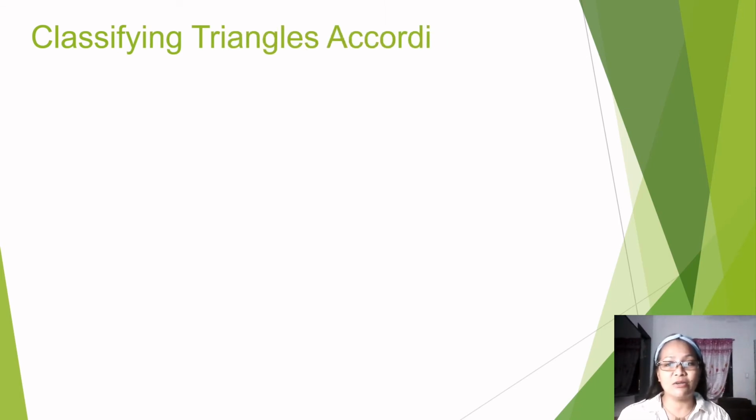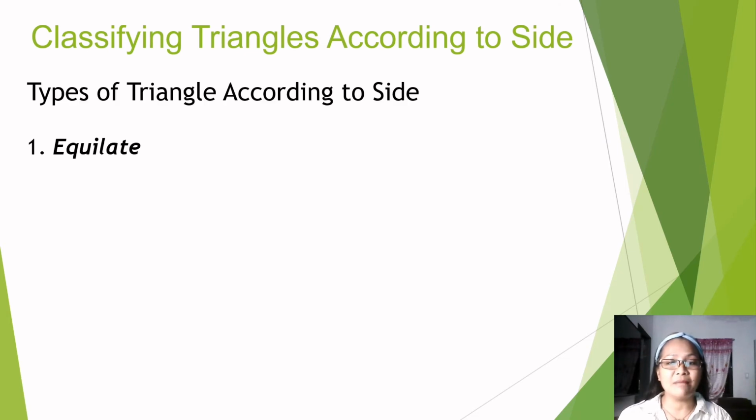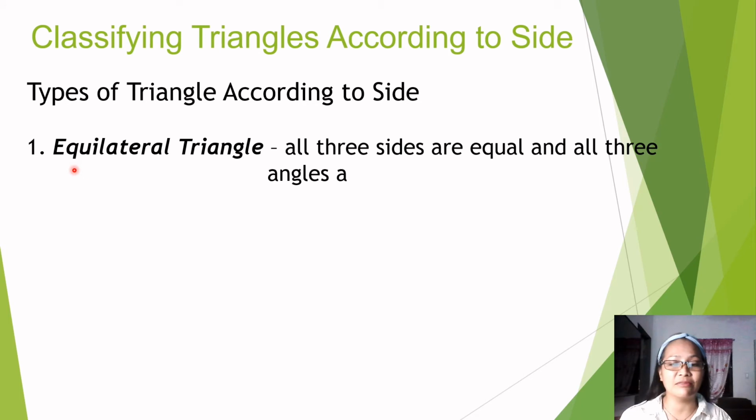Classifying triangles according to sides. If a while ago, according to angles, we focused on the angles, now we're going to focus on the sides. So, types of triangles according to sides. First, we have the equilateral triangle. From the word equi, which means equal, and then lateral, the side. In an equilateral triangle, all 3 sides are equal and all 3 angles are 60 degrees.